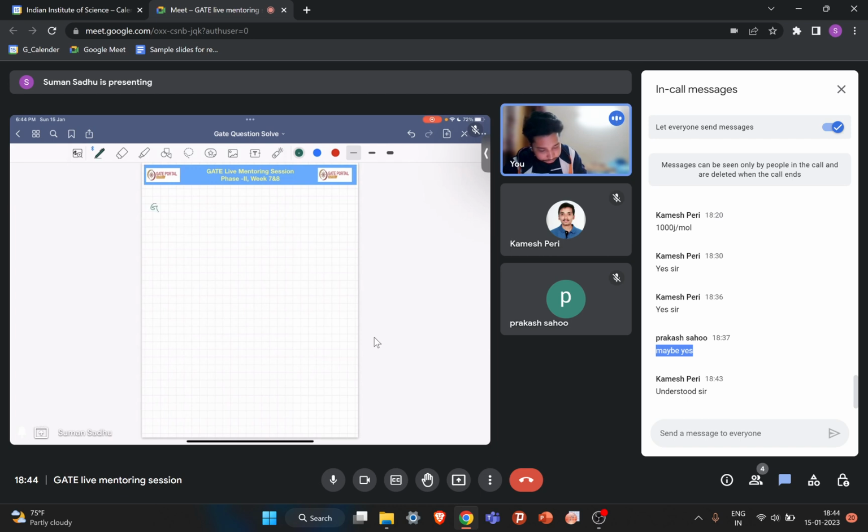What is the G of solution? G of solution we can write as mu A xa plus mu B xb, or Ga bar xa plus Gb bar xb.